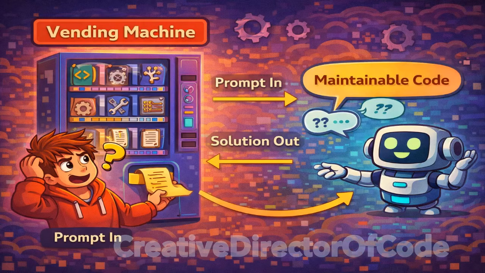This happens when we treat the AI like a vending machine. Put in a prompt, get out a solution. But good software isn't just about working code. It's about maintainable code. And that requires a different kind of conversation with your AI assistant.